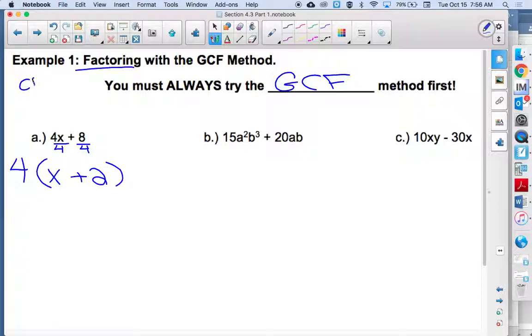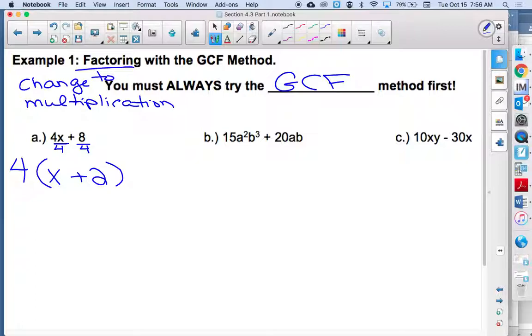Factoring means change to multiplication. So anytime you see the word factor, your answer should be written as multiplication. So right now I have 4 times the quantity x plus 2. So we're multiplying those 2 together.